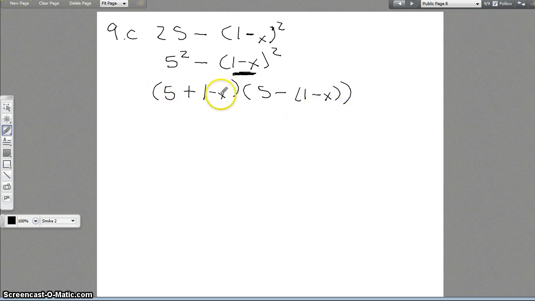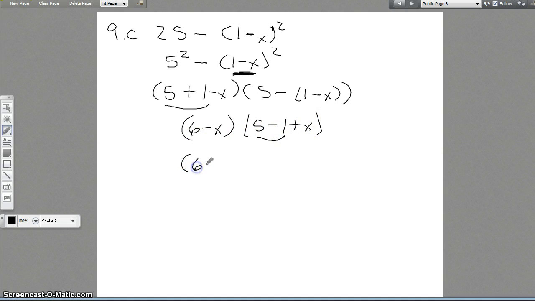Okay, so in this first parentheses, we can combine like terms. 5 plus 1 is 6, so we have 6 minus x. In this second parentheses, we need to distribute this negative across. So we have 5, negative times a positive 1 is negative 1. Negative times a negative x is a positive x. So now we can combine these like terms. We have 6 minus x, and then 5 minus 1 is 4, so we have 4 plus x. And that is all that we need to do for this problem.